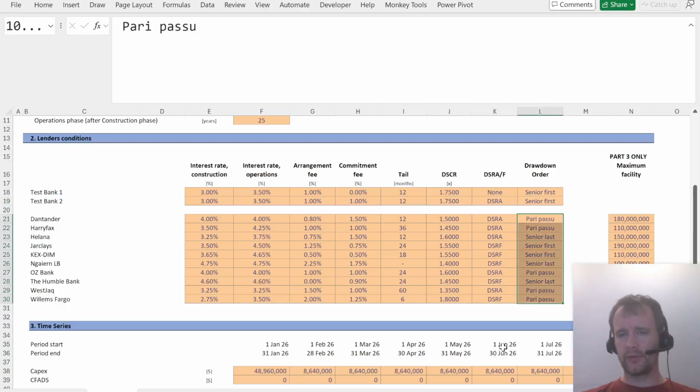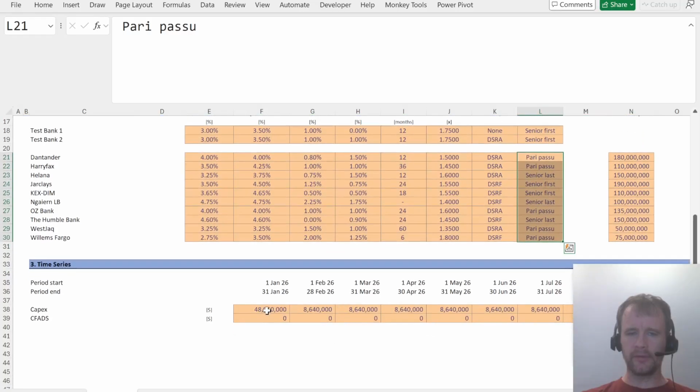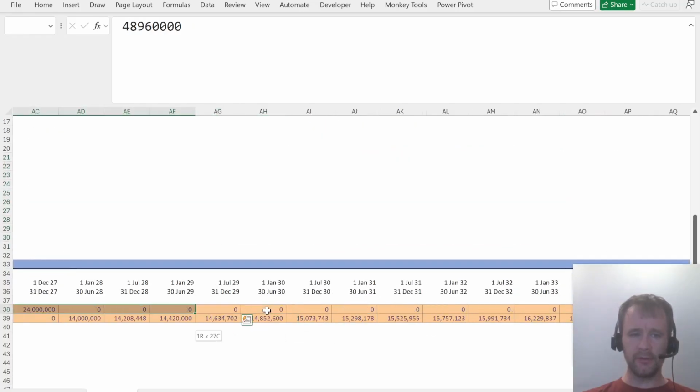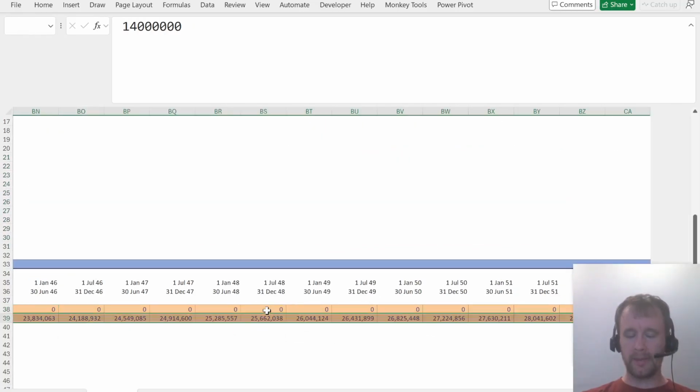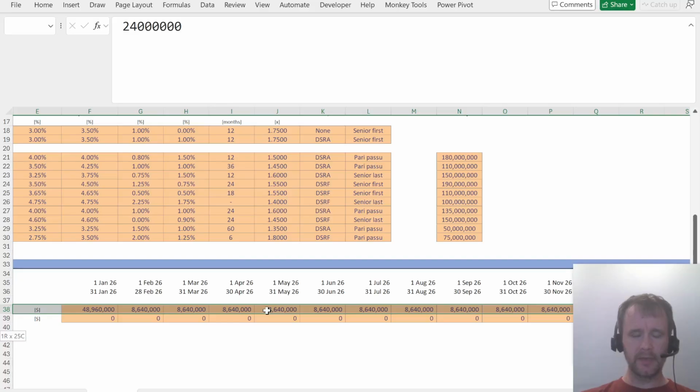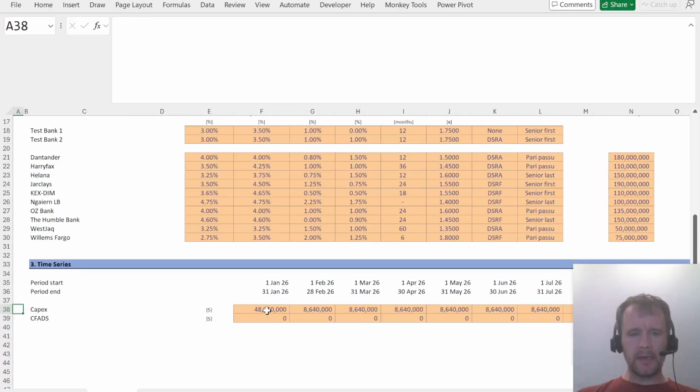And then we've got a drawdown order. We've got a certain amount that we can fund based on what we're capable of paying back from the CFADS, and basically that will be less than all of the capex that we can afford to fund, and so the rest is going to have to come from equity.